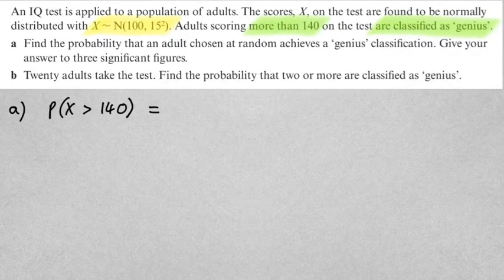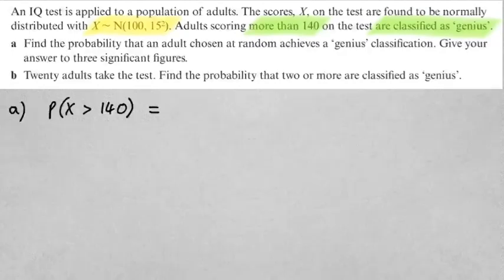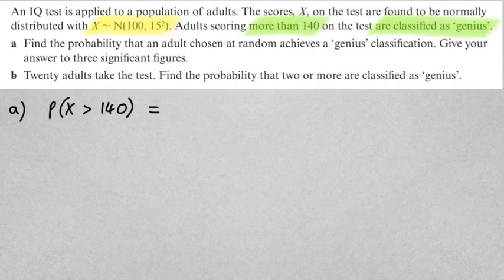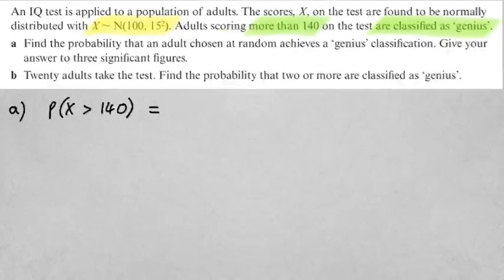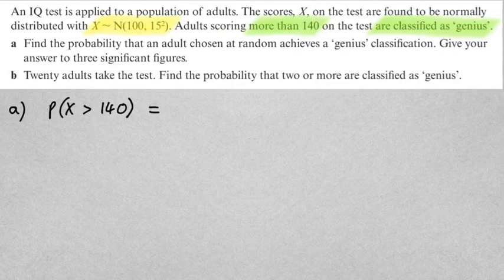So part A is really just asking what's the probability that this randomly chosen adult is a genius, and that's just the probability that x is greater than 140. Now you might take slight umbrage here. IQ is typically given as an integer, but for the sake of this question, let's assume that IQ is a continuous variable, not discrete. So we don't need to change this to 141 or anything like that here. I'm not too bothered about those little details here.